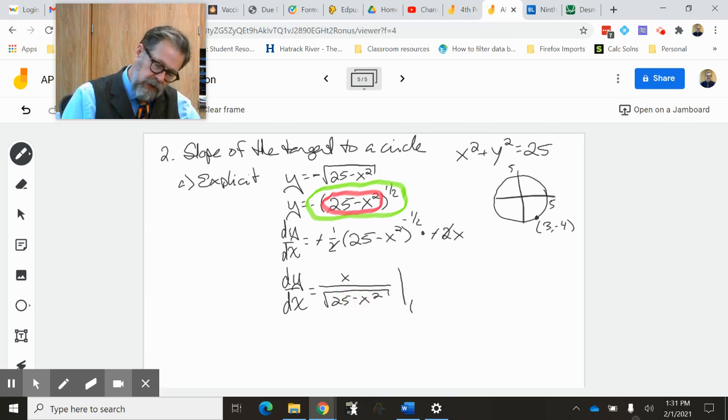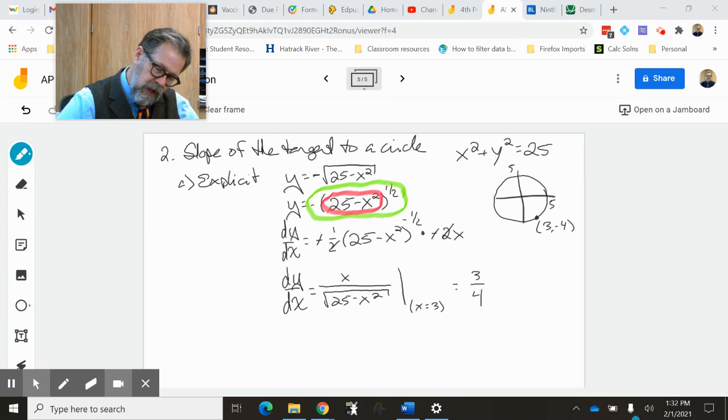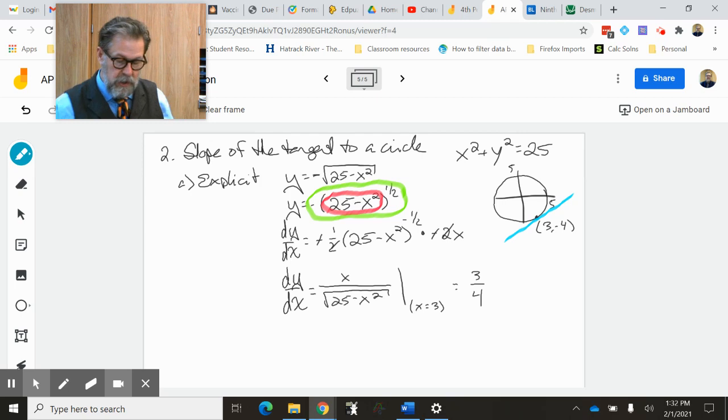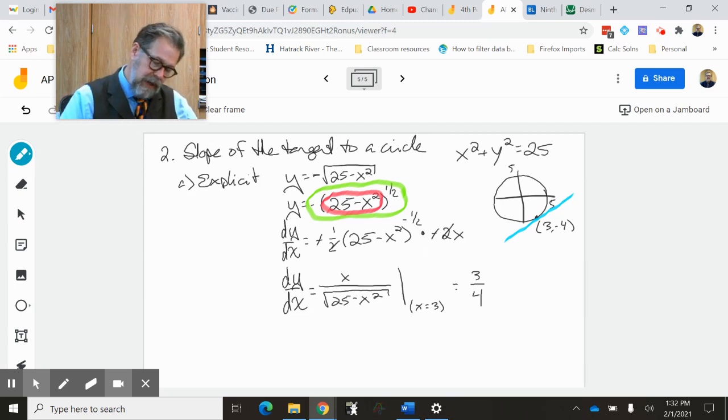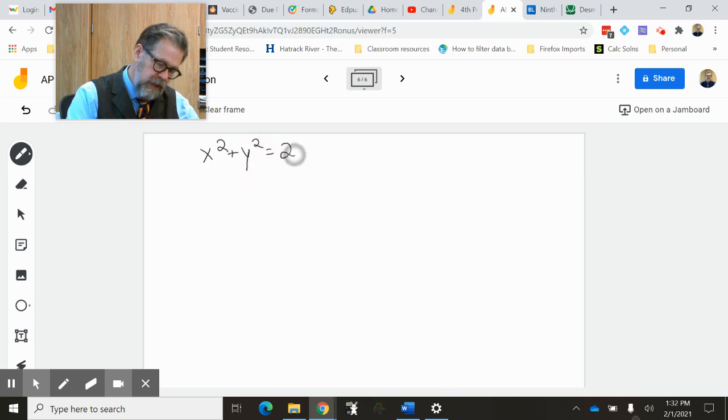And if I evaluate it at the point at x equals 3, what I get is 3/4. So we'll draw a little tangent line here, and sure enough, looks to me like that has a slope of approximately 3/4. And so we're good. That wasn't that hard, a little complicated, chain rule, blah, blah, blah. So let's go and take another look at this. But this time, we're just going to leave it just like this.